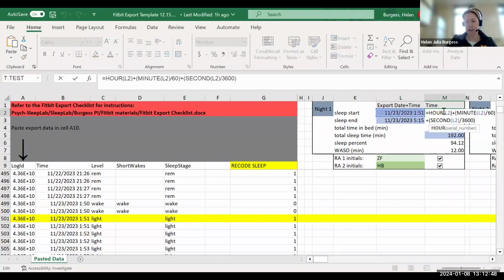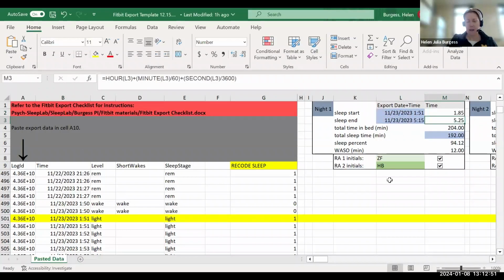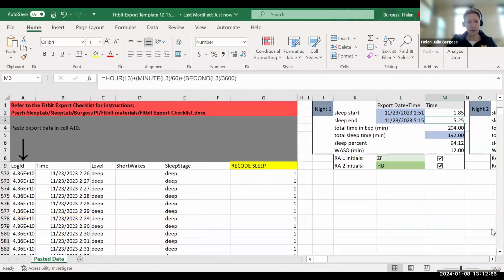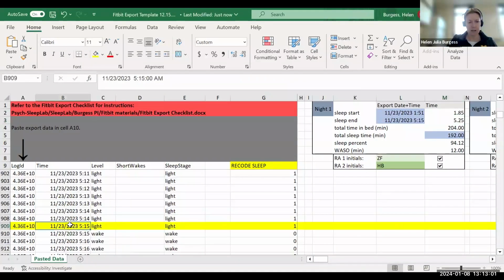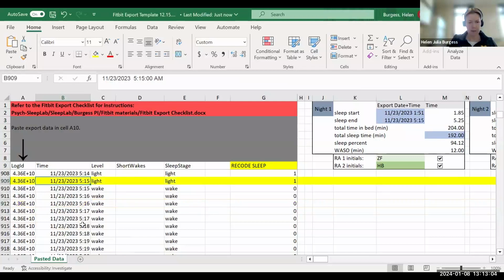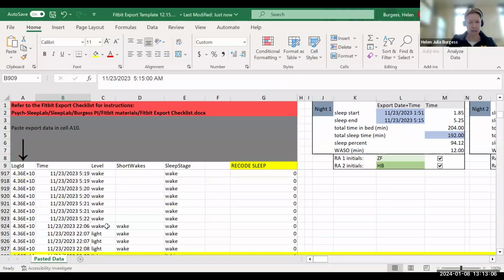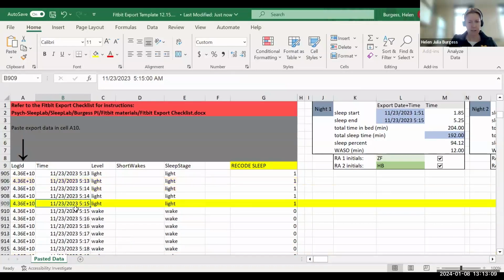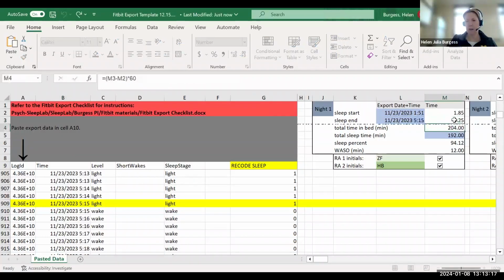And we just convert that to decimal time. And then it's ending at 5:15. So we can scroll down here. And again, you can see with the output, it's continuing for a while until it jumps to the next sleep episode. But we are taking the last epoch of sleep here, and that is at 5:15. So again, that is converted into decimal time. Then we just look at the total time from when they fell asleep to when they woke up, which is the difference between those two.